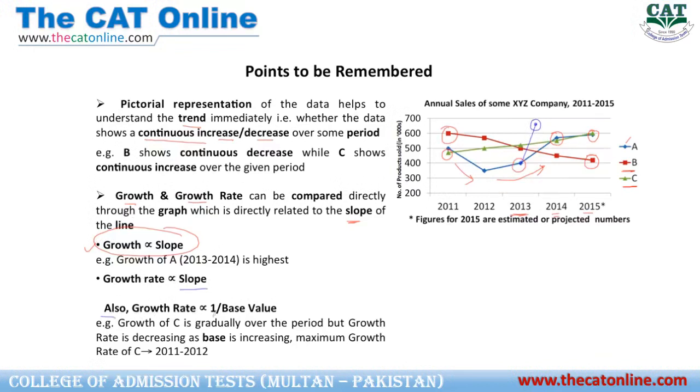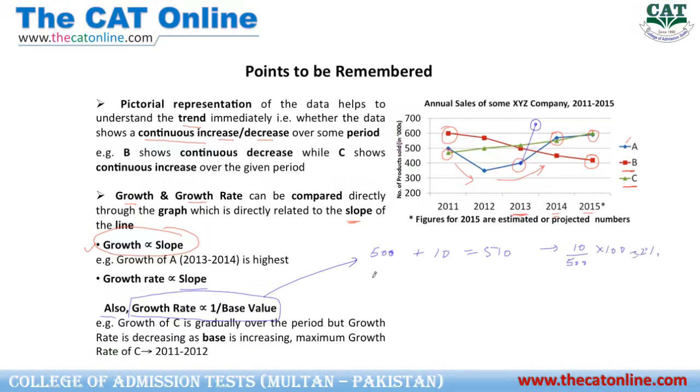Also, growth rate is inversely proportional to base value. Now this is a very, very important point. What this means is, let's say I have a figure of 500 and I increase it by 10, so this makes it 510. So what is the growth rate here? It is the increase 10 divided by 500 into 100, and this makes it a growth of 2%.